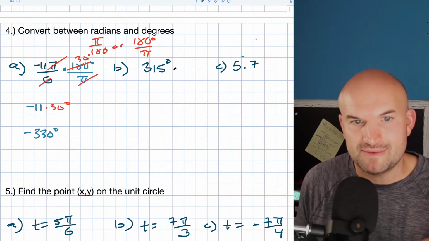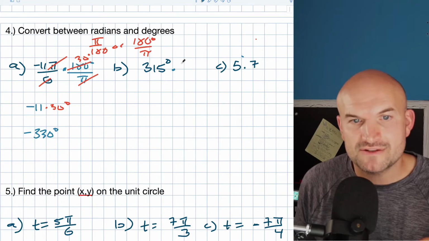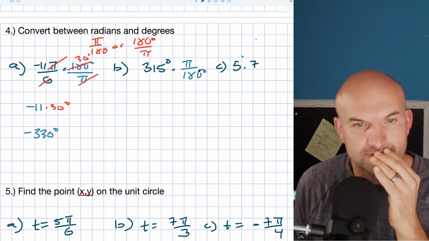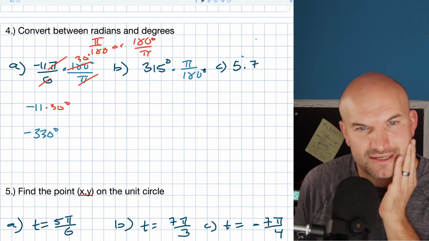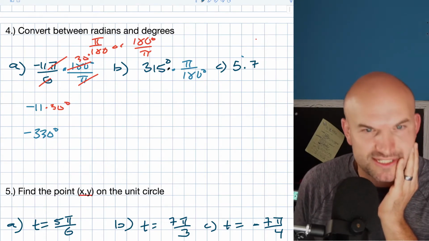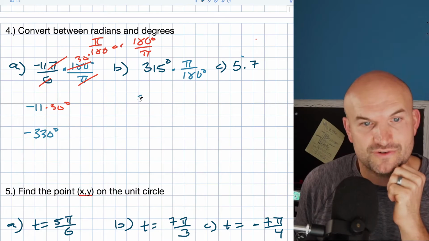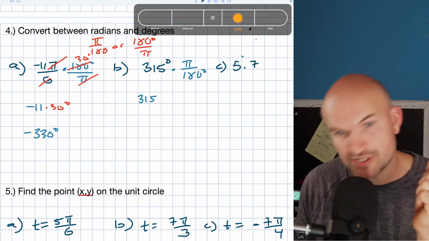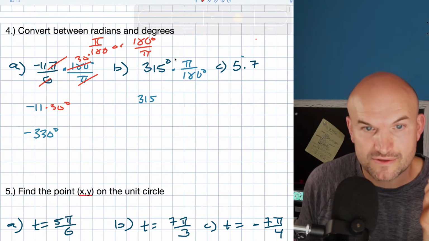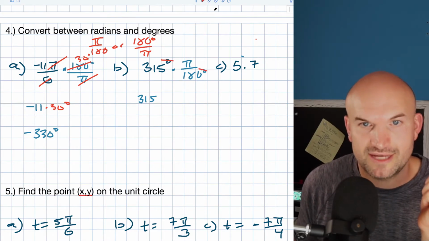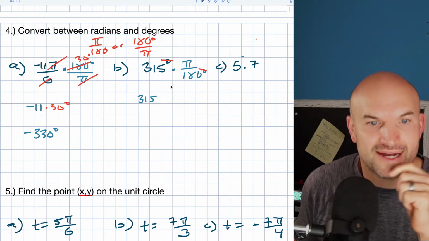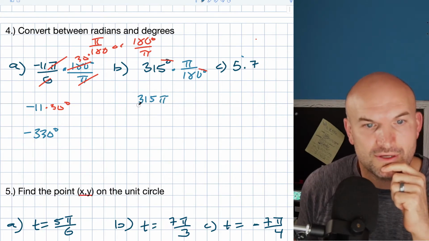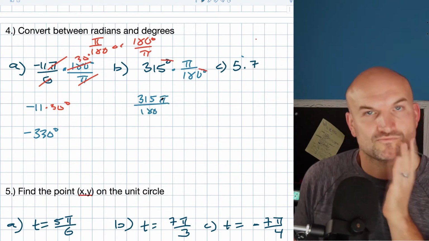Now, what about if I want to go from degrees to radians? Well, we're going to do the exact same idea, but we're just going to flip it. So now it's going to be pi over 180 degrees. So now I kind of have this fraction, right? I have 315 degrees, or not degrees, because the degrees are going to divide out. So let's actually divide those out. That's the whole purpose of this. Okay. So now I have 315 pi over 180.